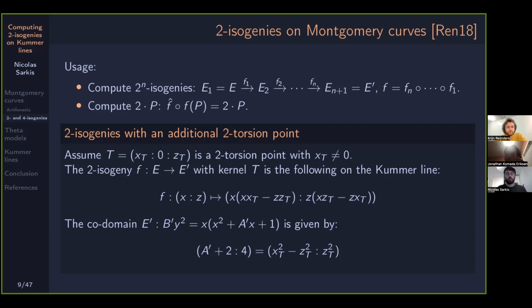And here you have on the screen formulas for 2 isogenies on a Montgomery curve. If you have a 2-torsion point that is not the known one on the Montgomery curve, I did not say that, but a 2-torsion point is a point with y equals 0 on the curve. And because you have this x times x squared plus ax plus 1, you always have a 2-torsion point on the Montgomery curve. But here, if you require another one, which is T, you have efficient formulas to compute a 2 isogeny.